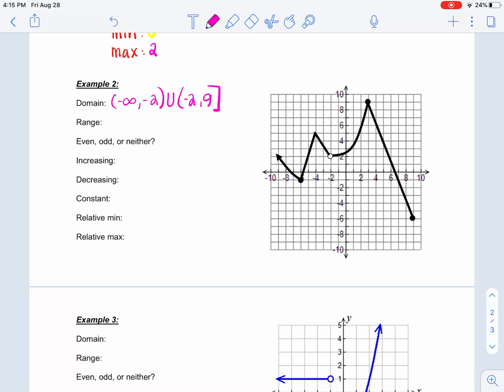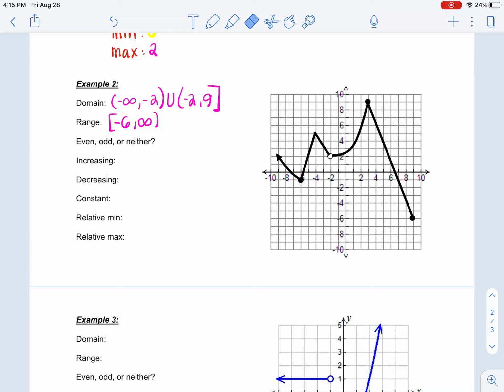Okay. Now my range, I want the lowest my graph goes to the highest it goes. So here's what people accidentally do. They'll say the lowest the graph goes is -6, which is true. But then they'll say the highest the graph goes is 9, which is not true. The highest the graph goes, notice there's an arrow pointing right here, as it keeps going. It's just that the physical piece stopped right there, but the arrow on the end implies that it goes forever. So my range is -6 to infinity.